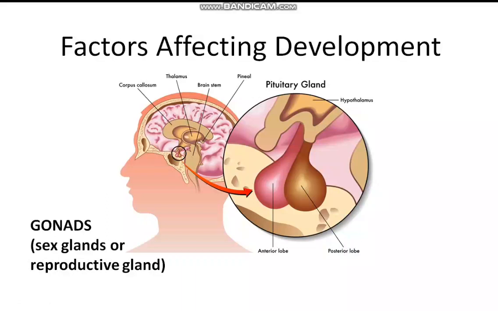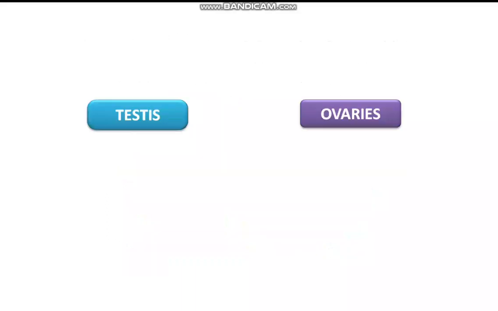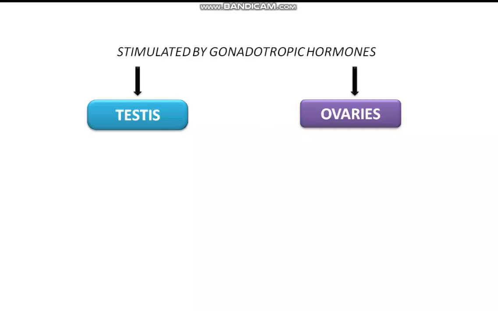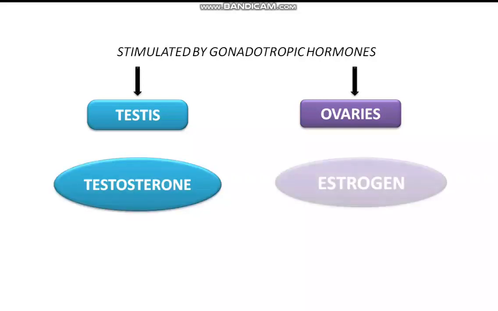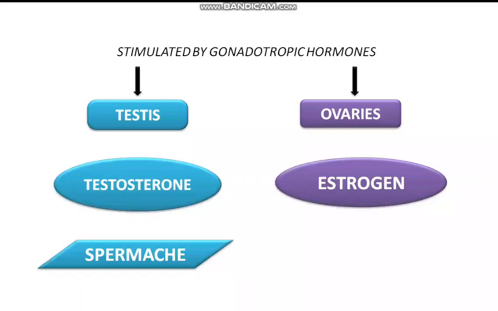During this process, gonadotropic hormones are secreted by the anterior pituitary gland. These gonadotropic hormones then stimulate the gonads or sex glands of boys and girls. Testes for boys and ovaries for girls are stimulated. When stimulated, the testes and the ovaries also produce their own hormones, testosterone and estrogen respectively.